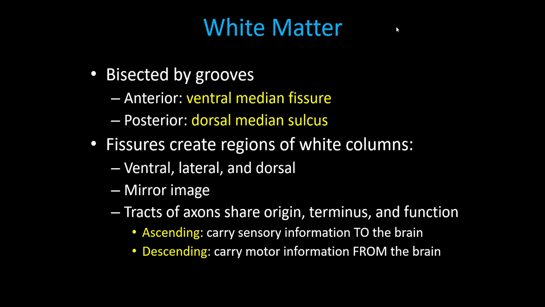Now the axons themselves get bundled together in relation to how they function, where they start, where they end, and what type of information they are carrying. So ascending tracts are carrying sensory information, from the peripheral nervous system to the brain, and then the descending tracts are carrying motor information from the brain out to the peripheral nervous system.